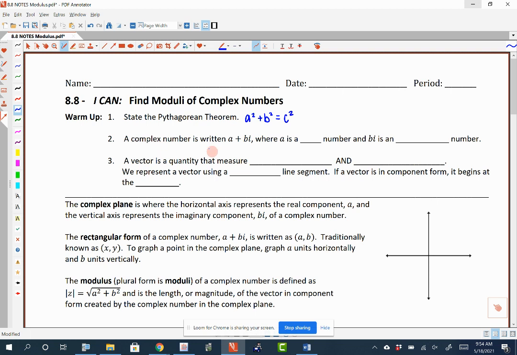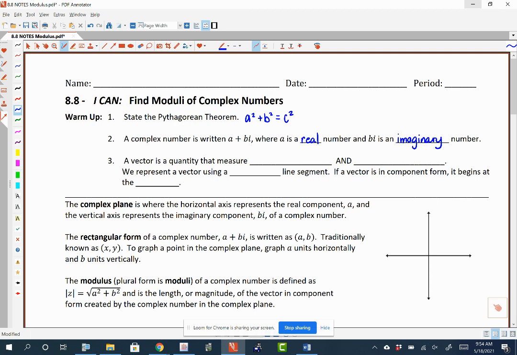Number 2, a complex number is written a plus bi, where a is going to be our real number and the bi is our imaginary number. So any complex number is written of that form.